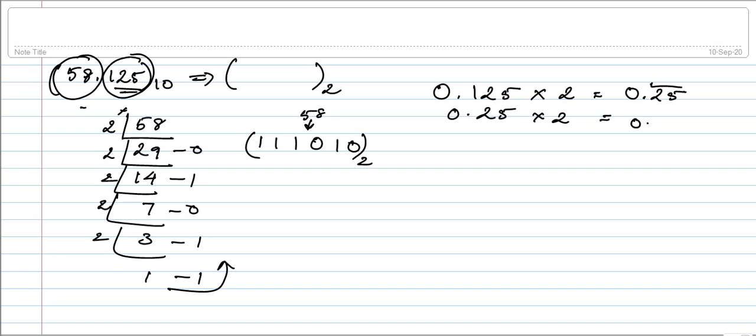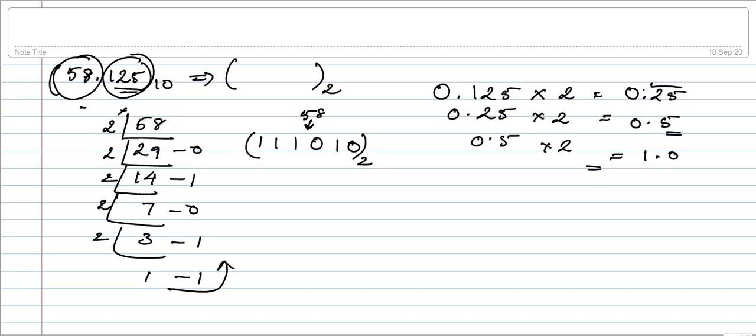So what will I get? I will get 0.5. Again leave the integer part, take the fraction part alone, which is 0.5 into 2. What will I get? I will get 1.0. Now the procedure is I have to take the fraction part. So whatever I multiply with 2, it would be 0. So now I have ended my conversion.